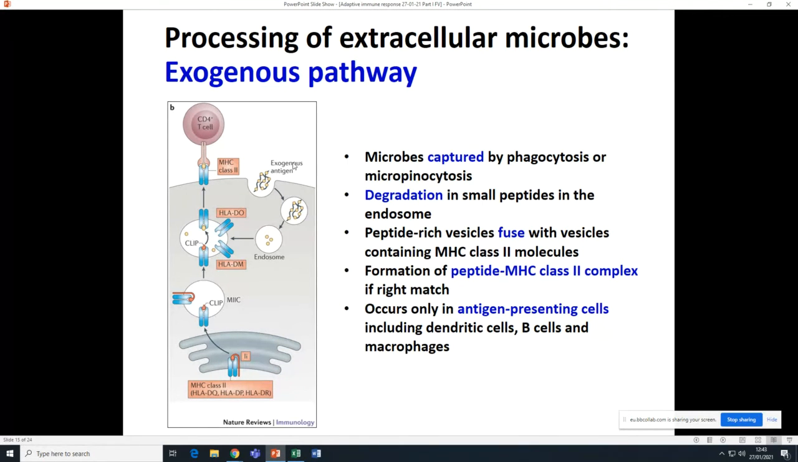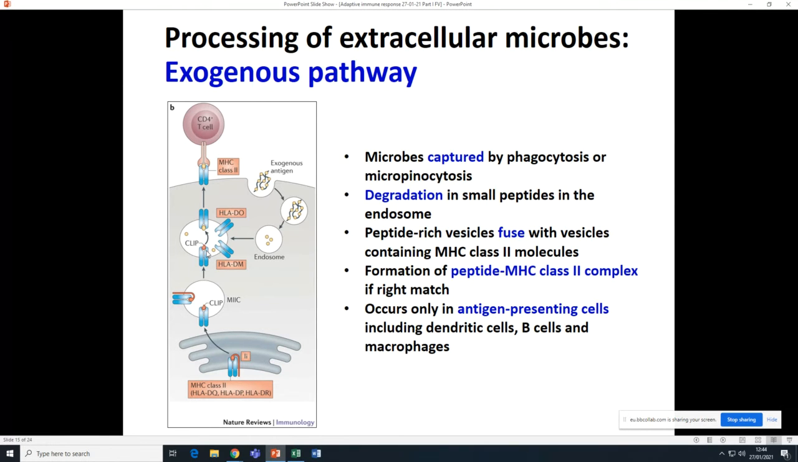Under no circumstances will you see the bacteria inside the cytosol, like you've seen in the case of viruses. They will always remain inside vesicles, and these vesicles will be exposed to lysozyme, which will degrade the microbe. And then this vesicle containing the bacterial peptide will fuse with other vesicles that contain MHC class 2 molecules, which are DP, DQ, DR.